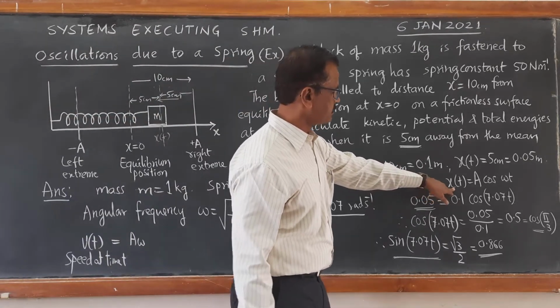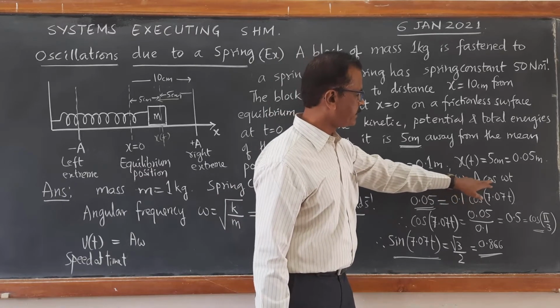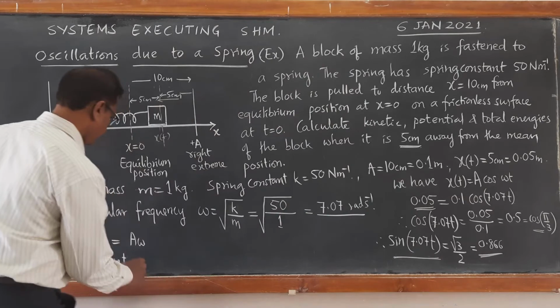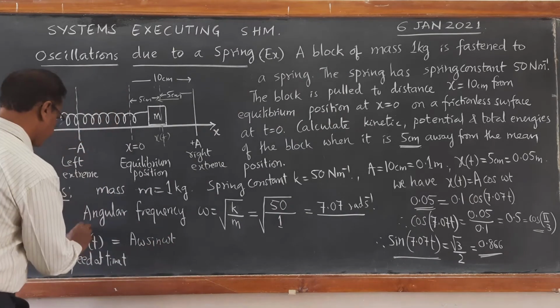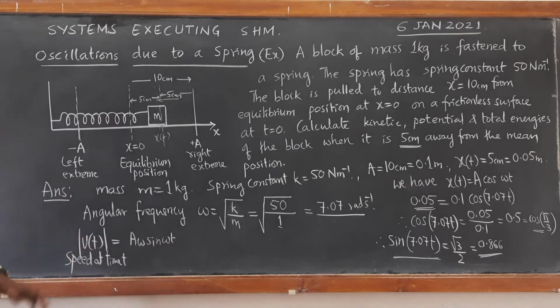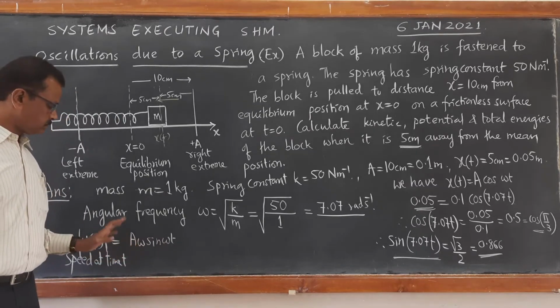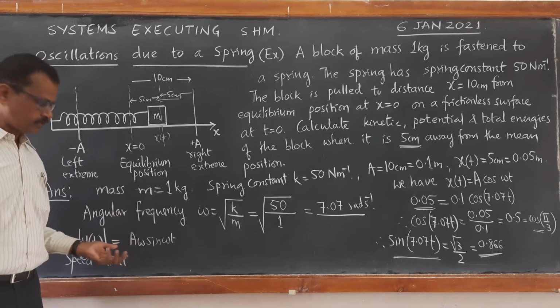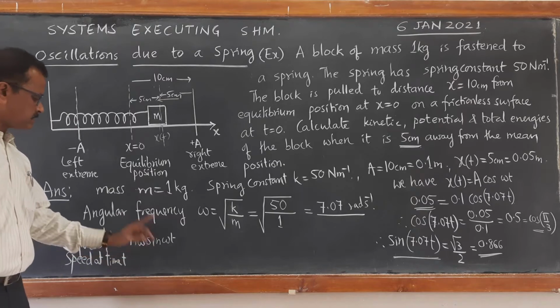Differentiation of this, dx by dt, if we carry out, it becomes minus omega a sin omega t, that is, a omega sin omega t. Since we are calculating speed, we can take the modulus. The modulus of a negative value will be positive. So speed at time t, v(t), is equal to a omega sin omega t.